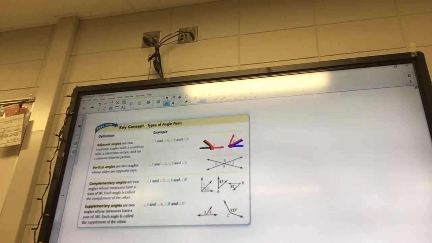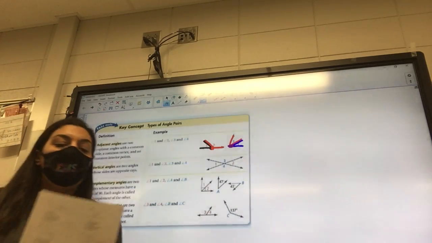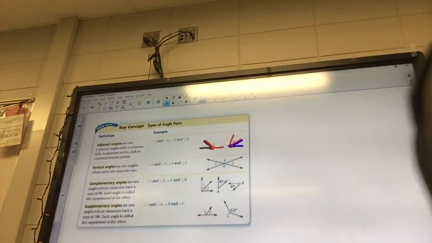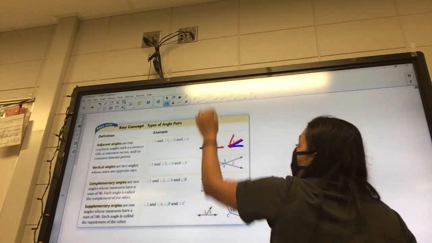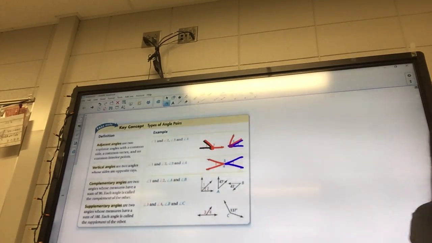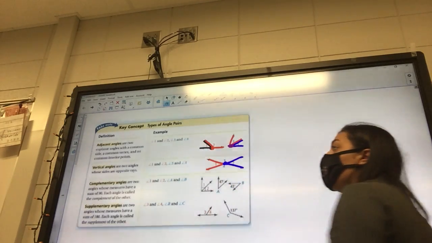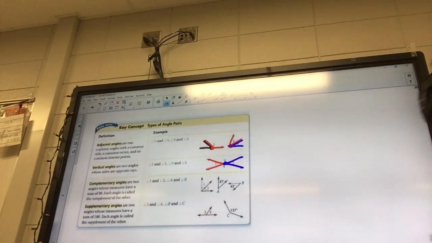Vertical angles. If we look at this picture, you guys know what vertical means? Vertical, horizontal. Vertical angles are two angles whose sides are opposite rays. What's opposite mean? When we talk about rays, if we have a ray that goes this way, and we have another ray that goes this way, my arms are in opposite directions, right? One is pointing this way and one is pointing this way. So when we look at this line, angle 1 is right here, angle 2 is right here. They're opposite, but they share the same vertex, which is right here in the middle. One is going this way and one is going this way. So those are vertical angles.